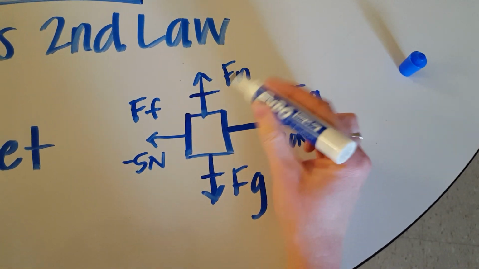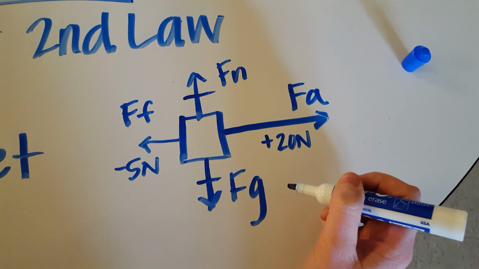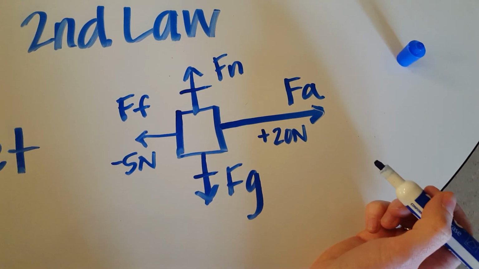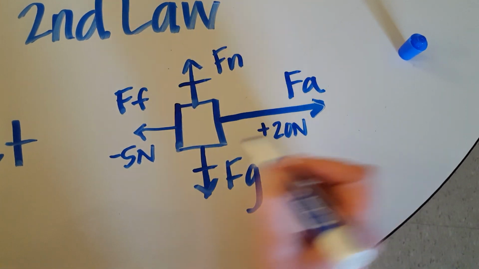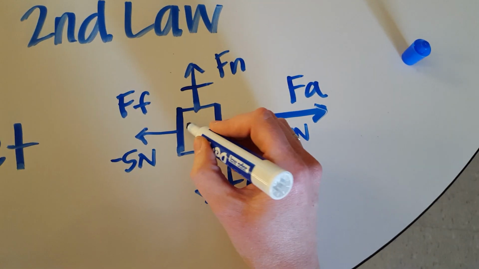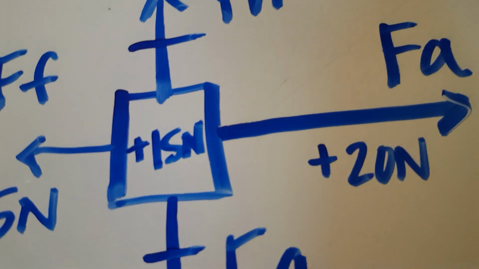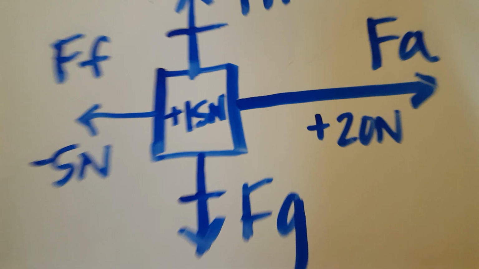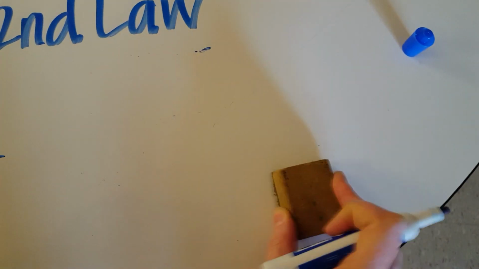As far as F of G and F of N, since they're equal and opposite, it doesn't matter what the values are since they cancel each other out. So we're going to leave those alone for now. This object has positive 20 newtons and negative 5 newtons, so we know that the net force acting on the object is positive 15 newtons. That's the only number we're really concerned about as far as Newton's second law goes. It is essential that we figure out exactly how much force is acting upon the object with all forces taken into consideration.